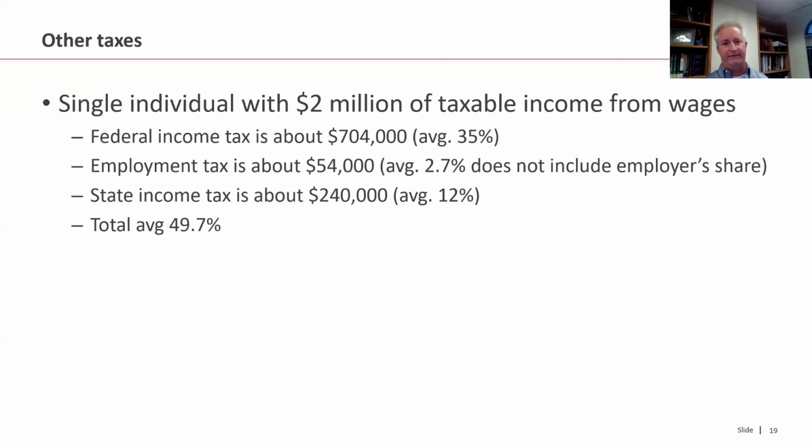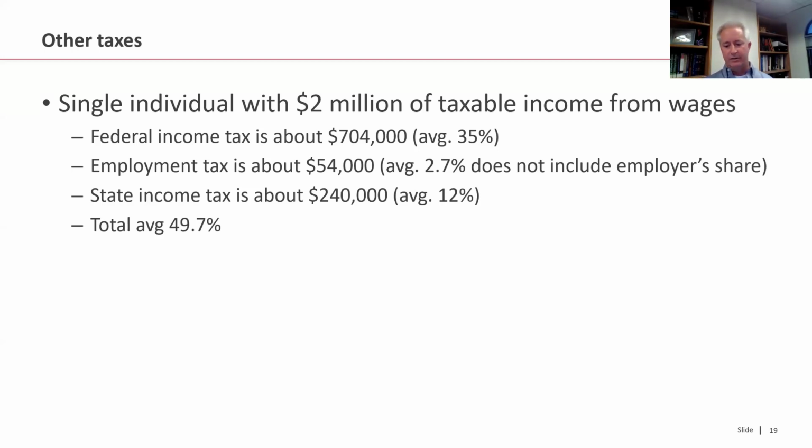That's about 12% for someone who makes $2 million. So if you look at that, the total average tax rate on income taxes plus employment taxes is 49.7%. So, kind of out of the box, they're paying about 50% on average.